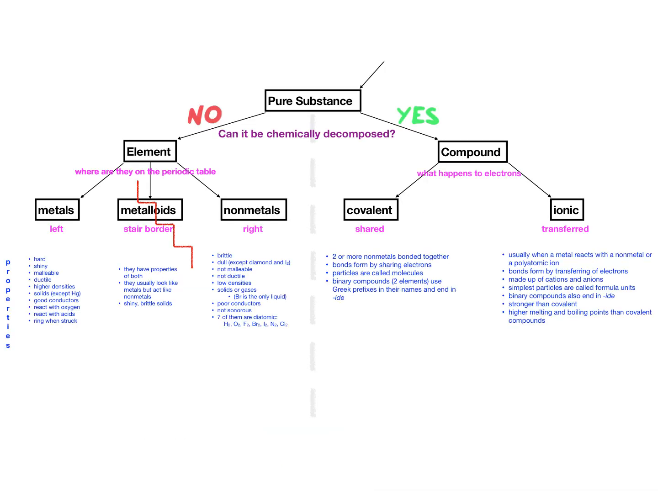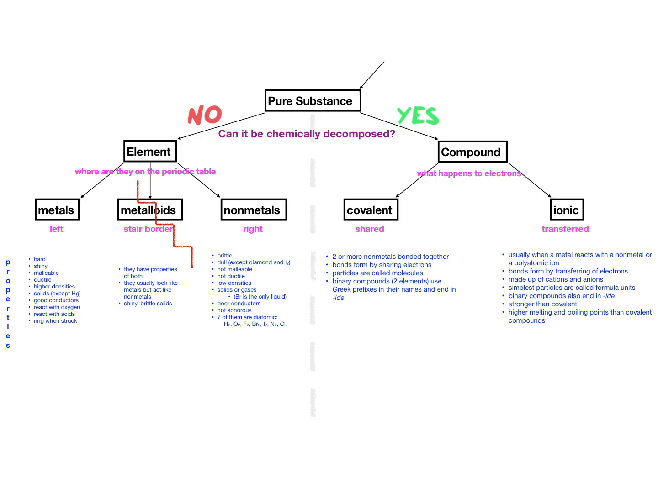Another way to distinguish between elements and compounds is whether or not it can be chemically decomposed. Elements can't break down any further and still retain the properties of that substance. Okay, you can't make an atom break apart and still be an element. But with compounds, we can say, yes, they can be decomposed into the elements that make it up.